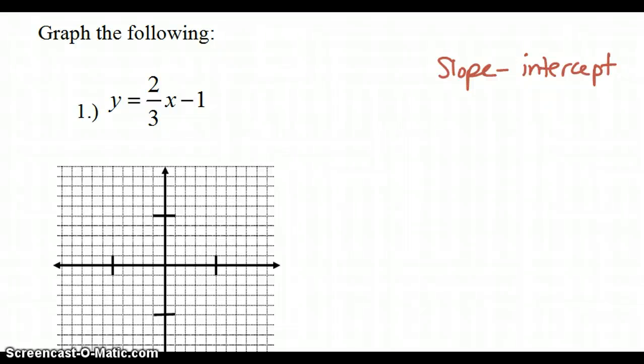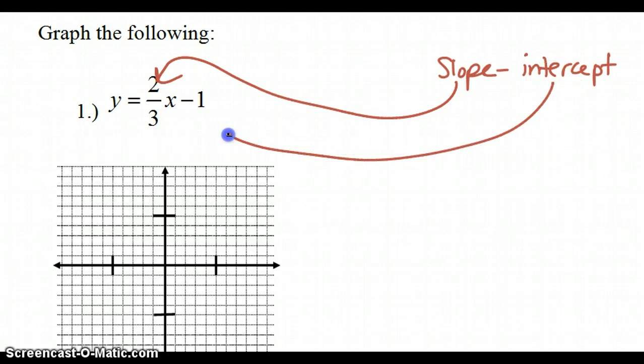You might remember these words. This particular equation is in slope-intercept form. So what does that mean? Hint, hint, slope-intercept form. Pause this video, figure out if you can graph this on your own. Okay, hopefully you've gotten far. If not, that's okay, we're going to review together.